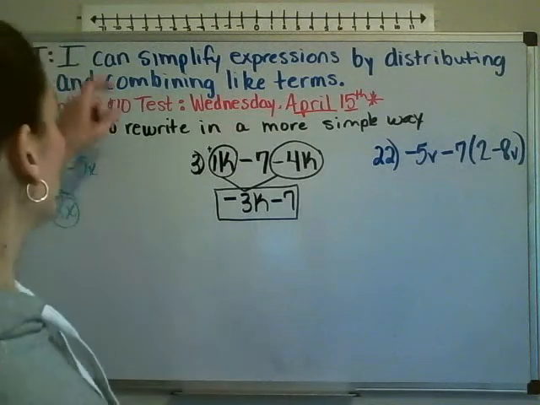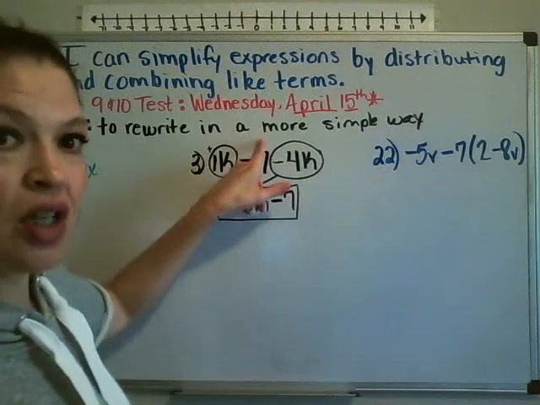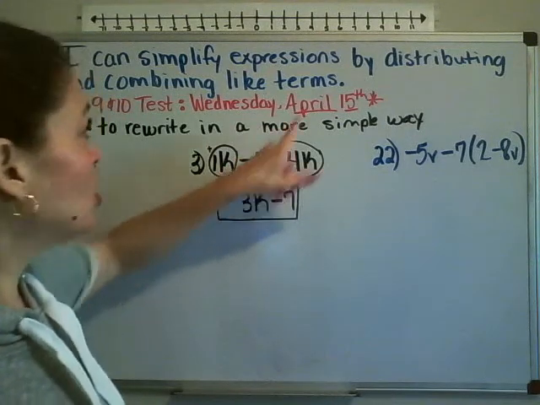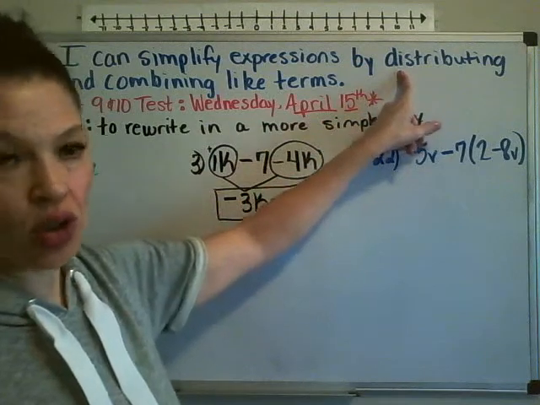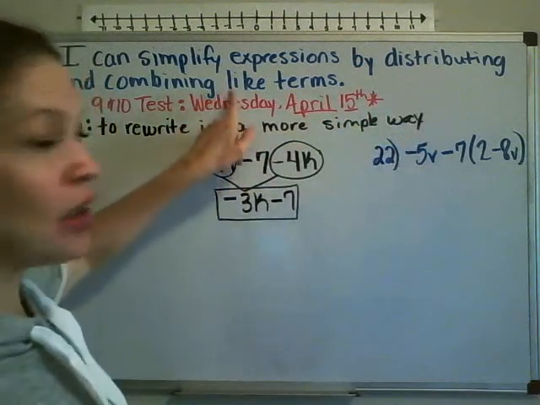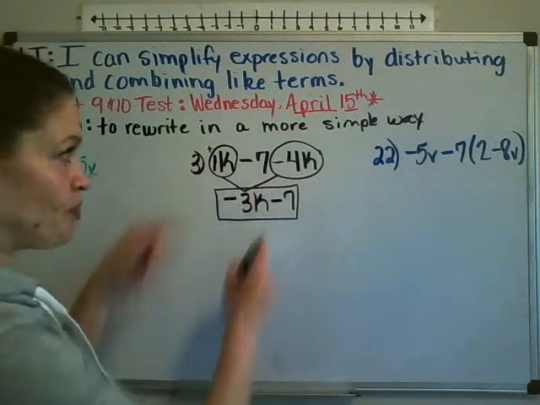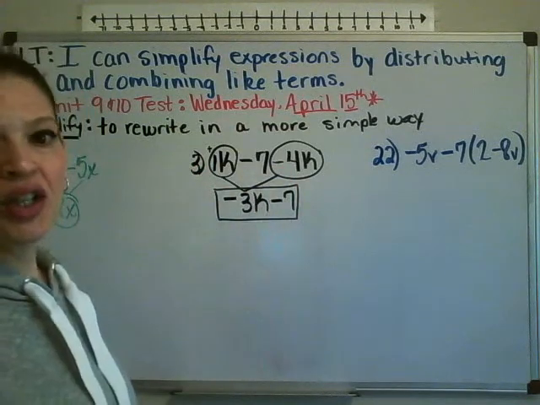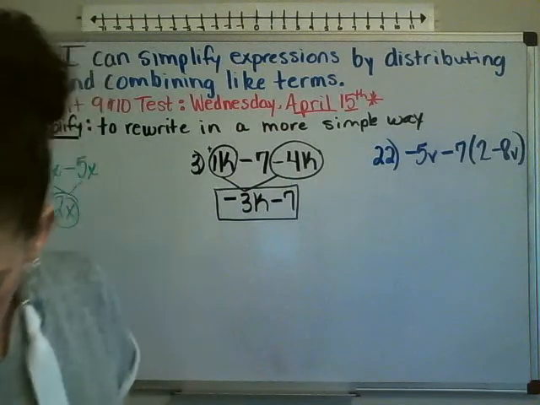Did we rewrite it in a more simple way? Yes, we did. How did we do that? Did we distribute? No, in this case, there wasn't any distribution. But did we combine like terms? Yeah, we did. Right here. Okay? All right. Number 22. Hop over to number 22.